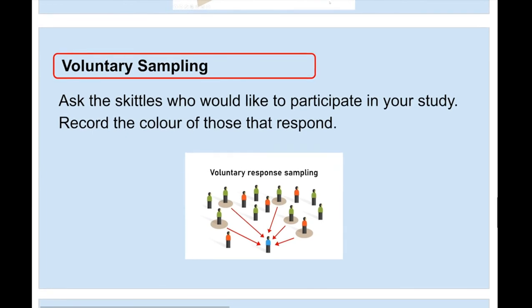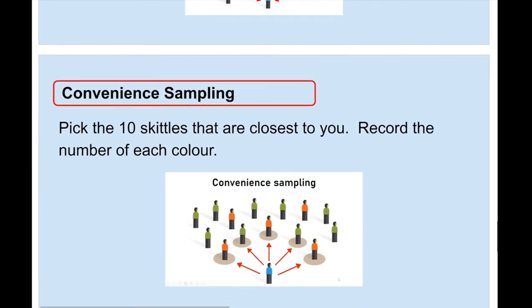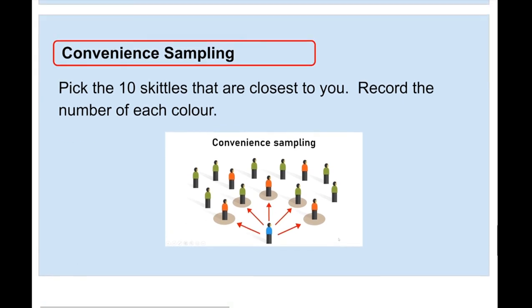Voluntary sampling. Ask the Skittles who would like to participate in your study. Record the color of those that respond. So again, you can see how there might be some bias in this example as well. Convenience sampling. Pick the 10 Skittles that are closest to you. Record the number of each color. So again, you can see how there might be some bias there.